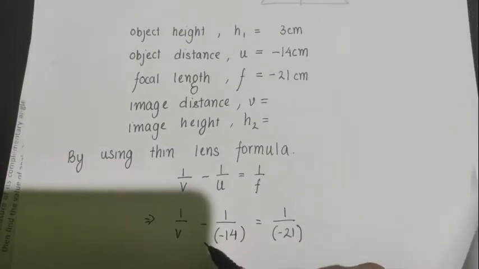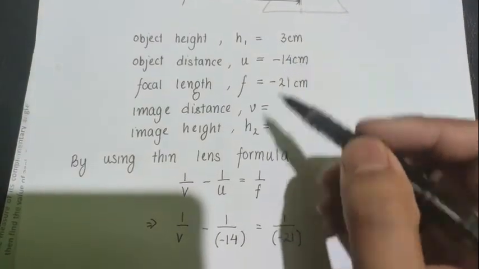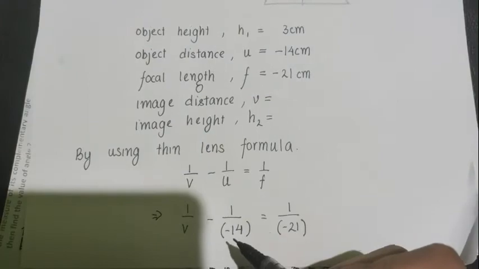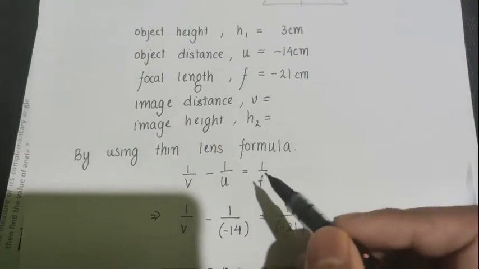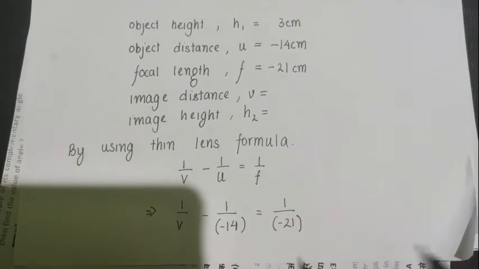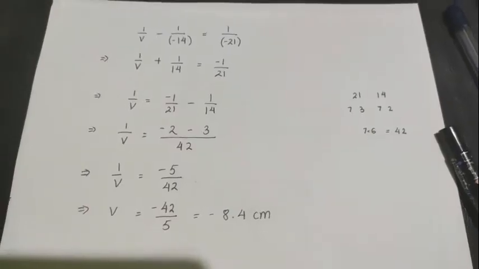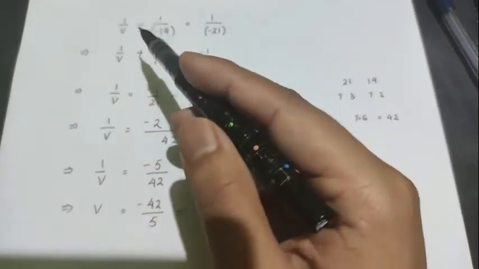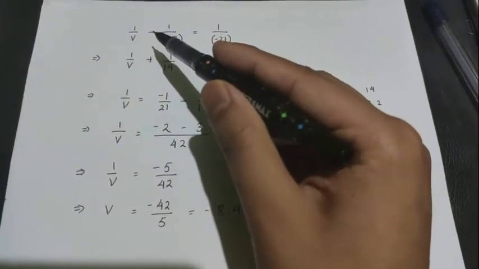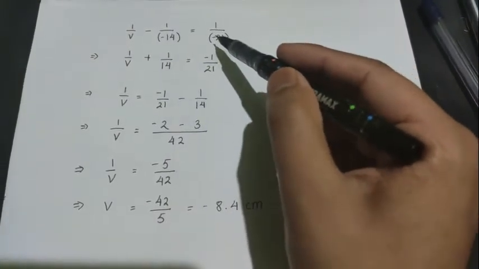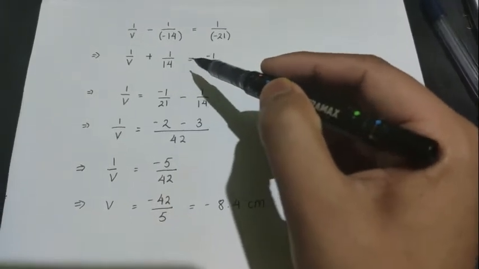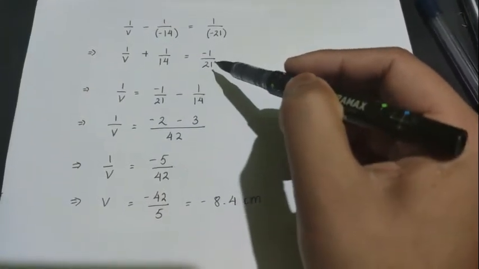So I can substitute my values. u is how much? Minus 14 centimeters. So 1 by v minus 1 by minus 14 centimeter equals 1 by f. What is f? Minus 21 centimeters. So I'll write down minus 21 here. Clear? So now this negative and negative will become positive. And this negative I can take it upwards. So 1 by v plus 1 by 14 equals minus 1 by 21.